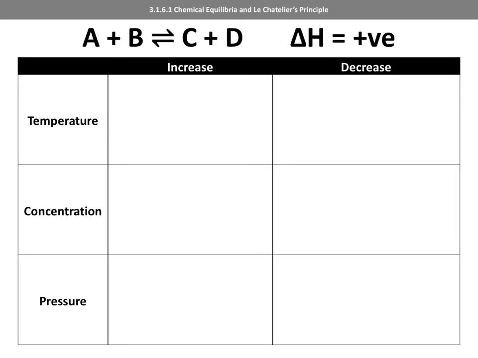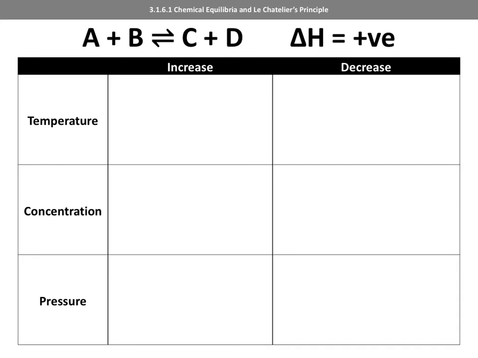So I've got an example reaction. It's just a very simple, basic one. A plus B are the reactants, C and D are the products. It's an equilibrium reaction. Delta H, if we remember from energetics, means the change in enthalpy, or the change in energy, essentially. It says it's positive, so whenever you're given this sort of information, again thinking back to the energetics topic, this is always referring to the forward reaction, from left to right.